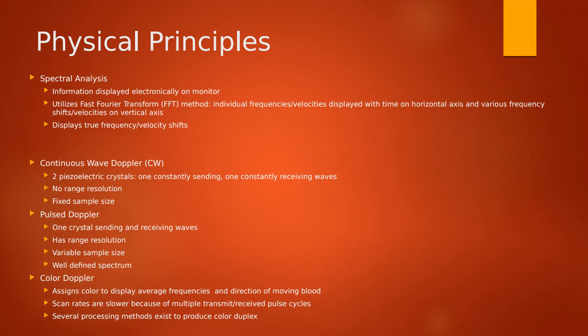Physical principles: our spectral analysis, our pulse wave window. We use the fast Fourier transform. We should remember that from physics. So it's going to give us individual velocities and frequencies displayed on our time horizontal axis, as we are aware.